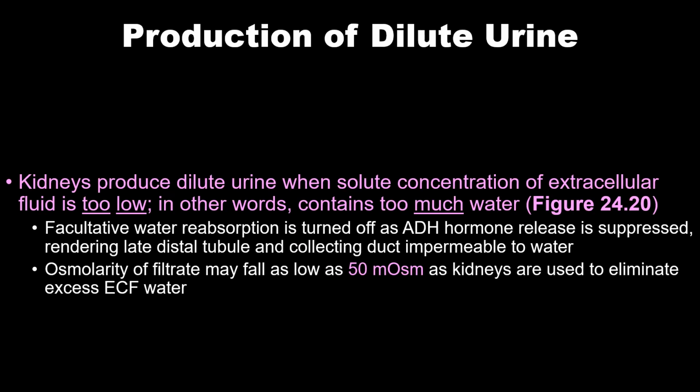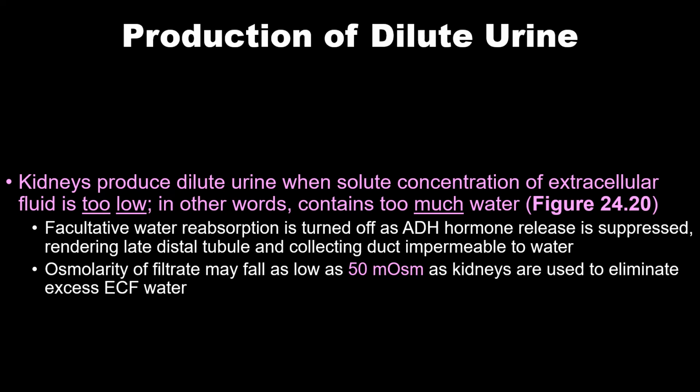So when the extracellular fluid of the body contains too much water, the kidneys are going to produce dilute urine. And so that means that the filtrate entering this late distal tubule is already less concentrated than the surrounding interstitial fluid, right? So for this reason, the kidneys simply just turn off facultative water reabsorption, and this produces dilute urine.